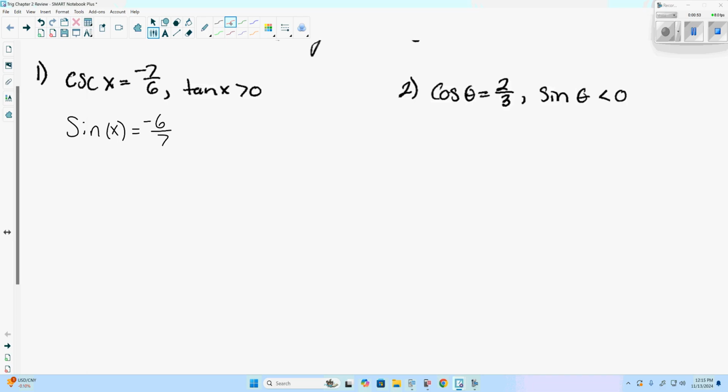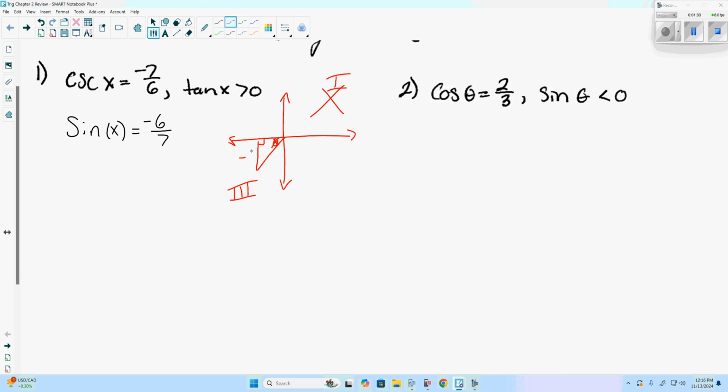One, we could set up the triangle to do that. So we can put it in the quadrant, our 4 quadrants. So we know tangent's positive. Tangent's positive in 1 of 2 places, the first quadrant or the third. That's the only 2 spots where tangent's positive. Now we know sine is negative. Sine is only negative in the third and fourth. So that tells us this triangle has to be in the third quadrant for our angle x here.